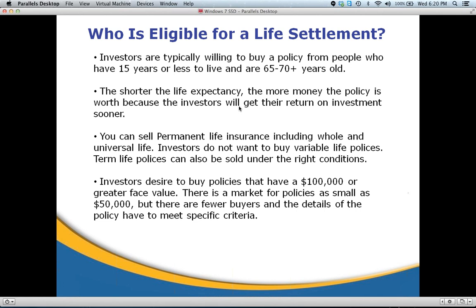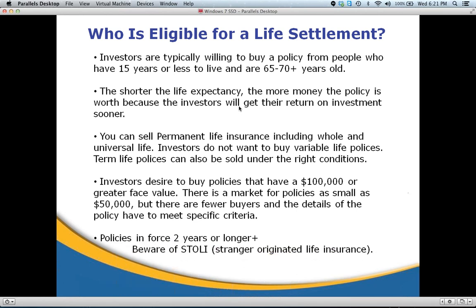As far as the size of face values, most investors are looking for $250,000 and up, which is the largest percentage of the market. There's many investors that will buy policies as small as $100,000. It is a smaller market there. And then there's a very few handful of investors that will go down as small as $50,000. But for those policies, there's specific criteria and there's just less options out there. But it certainly is available. In most cases, policies need to be enforced for 2 years or longer.